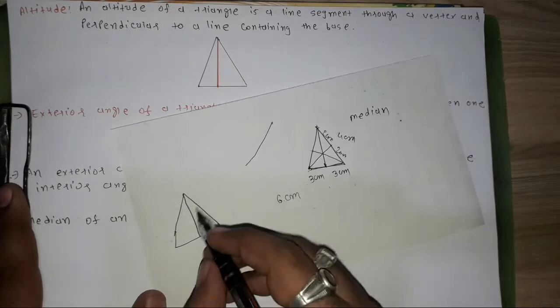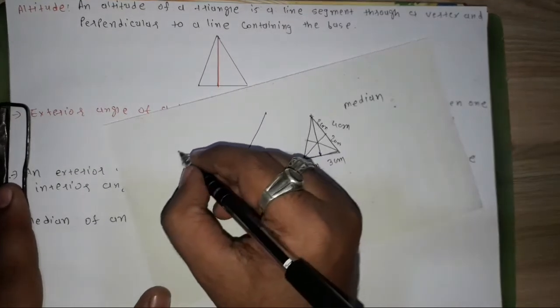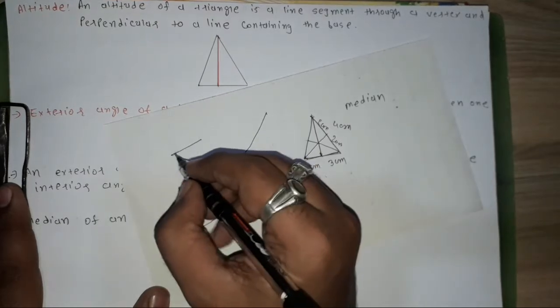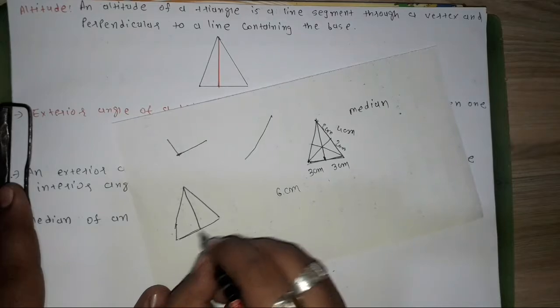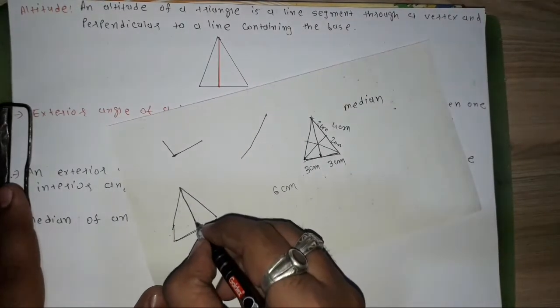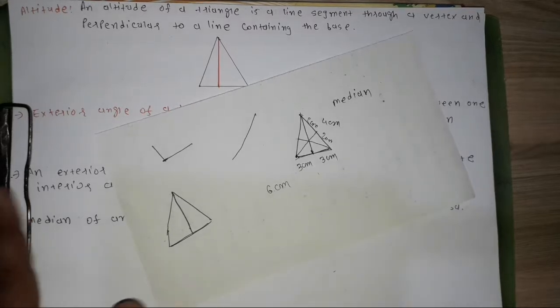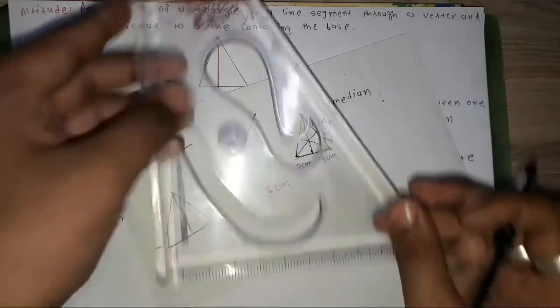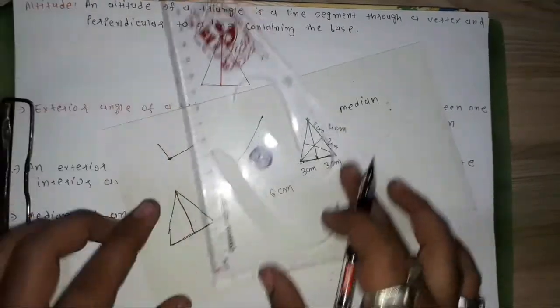from a vertex and perpendicular to the base. For example, what does perpendicular mean? If I have this line, then perpendicular to this line will be this one, this straight line. So this is called an altitude. For example, if I have to draw a perpendicular to this line, the perpendicular to this line will be this line.